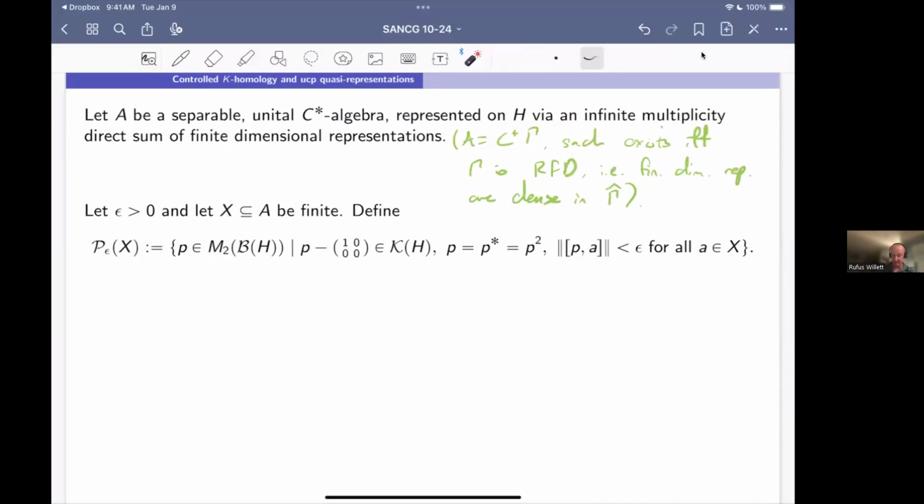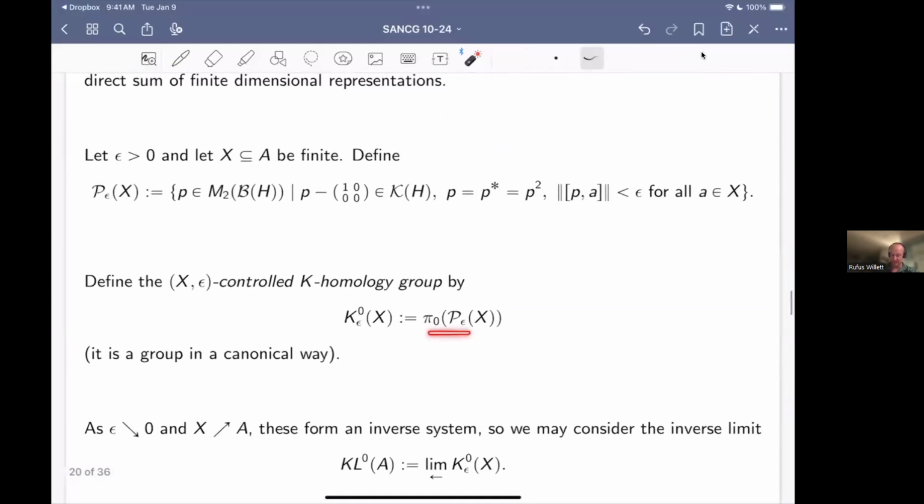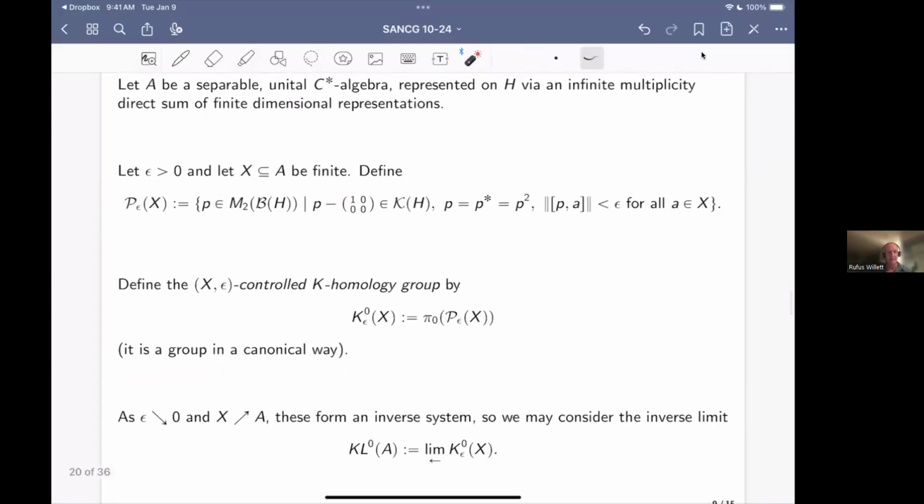Okay. So we take these projections, then we define a controlled K-homology group just by taking the path components. It's not immediately obvious it's a group, but it is. The identity is the class of this matrix, and it's a group because I forced this to be infinite multiplicity. Therefore, there are a pair of isometries satisfying the Cuntz O2 relations in the commutant, and I can use those to define Cuntz sum on these things, and that makes it a group in a completely canonical way. It doesn't depend on any choices involved.